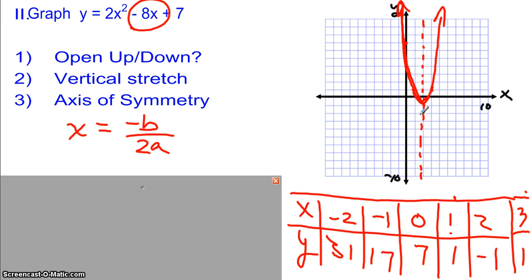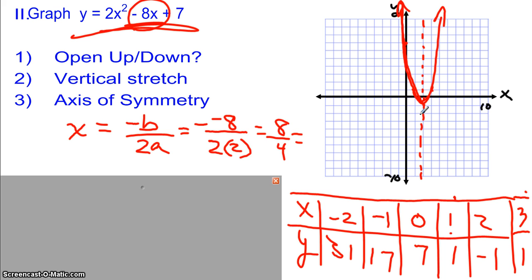So let's try that with this equation. This equation has, for b, negative 8. So let's just plug it straight in. Negative, we plug in b, which is negative 8, so the numerator really becomes 8, a positive 8, right? And then over 2 times a, which value up here is a? 2. And so 2 times 2 is 4. So when I reduce this, 8 divided by 4 is 2. Is our axis of symmetry over there on 2? X equals 2? See? X equals 2.